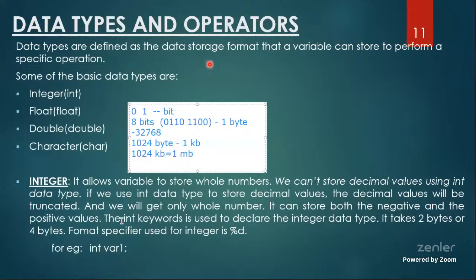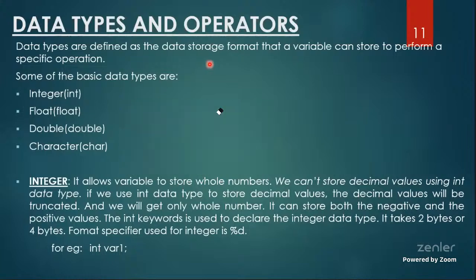So in the same way, integer will take 2 bytes of memory space. And the format specifier used for integer is percentage %d. You have to remember this. Percentage %d is the format specifier for the type integer. Okay, example, how do we enter? Int var1. So this is how we are entering. I hope it is clear to you all. Let me move on to the next topic, that is float.